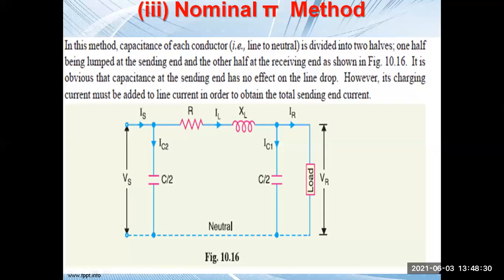So you see in this particular diagram, it is like a structure of pi. You can see this is one arm, this is another arm, this is another arm, and this is the load. Here the resistance is in between and XL is there. This is the series branch, and the capacitance is divided into two halves, C/2 and C/2.